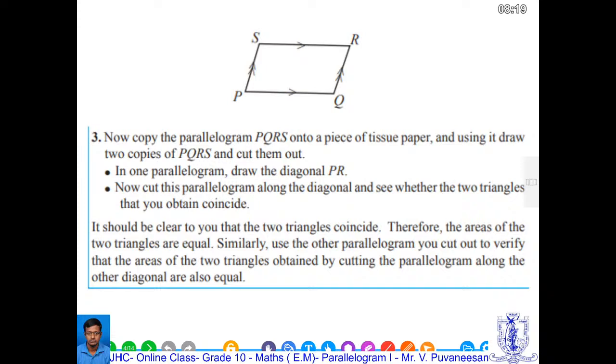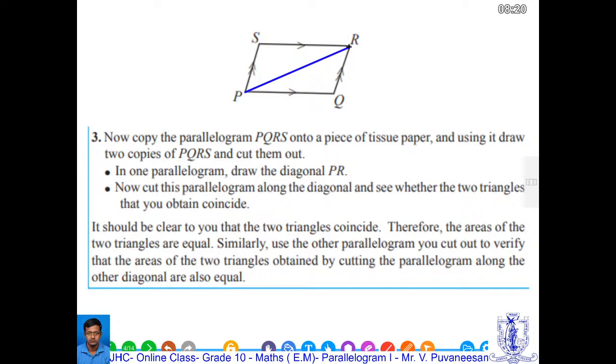In one parallelogram, draw the diagonal PR. Then cut the parallelogram along the diagonal. Cut along this line, this diagonal line, and you will get two parts.